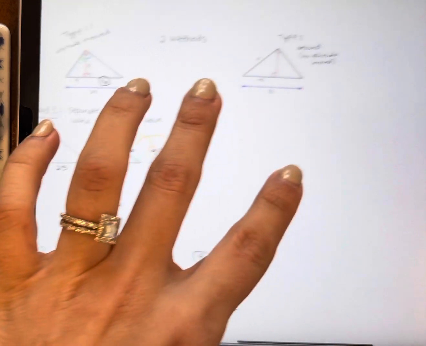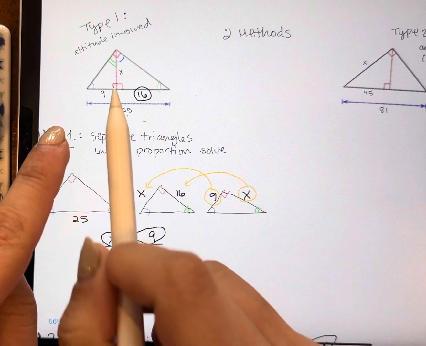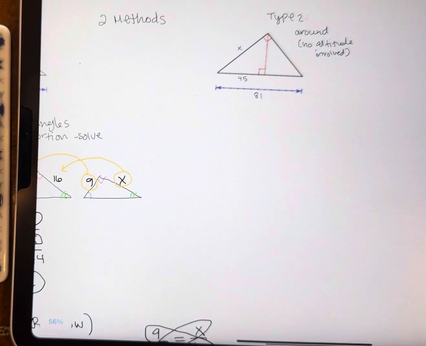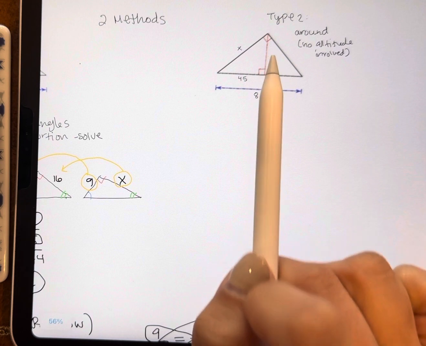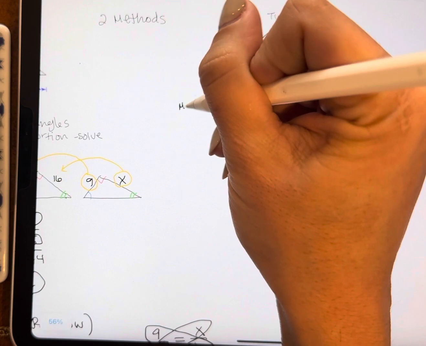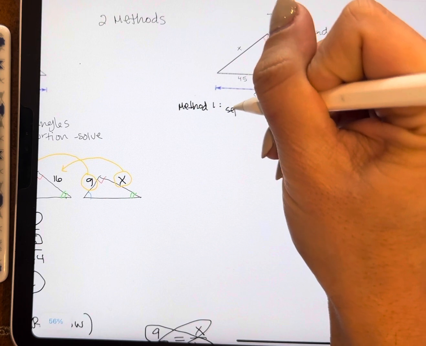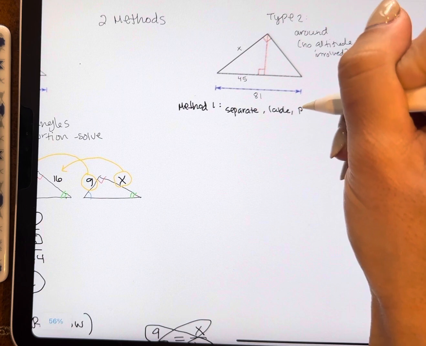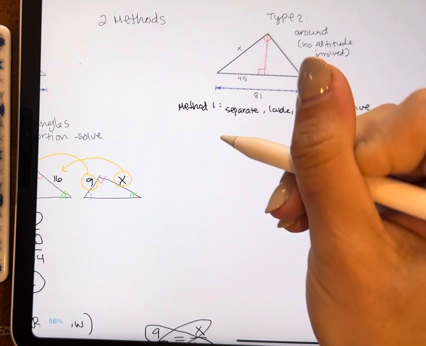Okay, now I told you guys there's 2 types of problems, right? So on type 1, altitude involved, these were the ways. Here's type 2. In type 2, we know values going around the triangles, but not inside, not the altitude. Okay, method 1 still always works. Okay, that's why I love method 1. It still always works. You separate triangles, label, proportion, and solve.